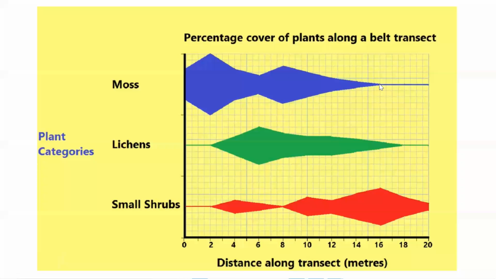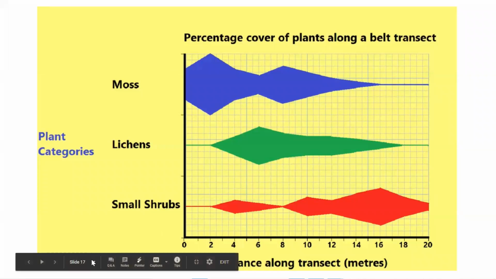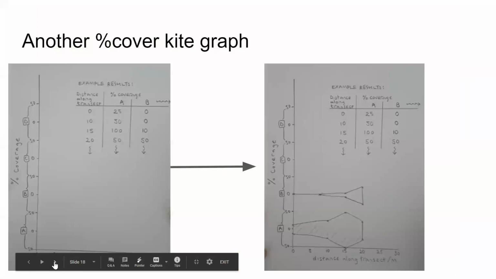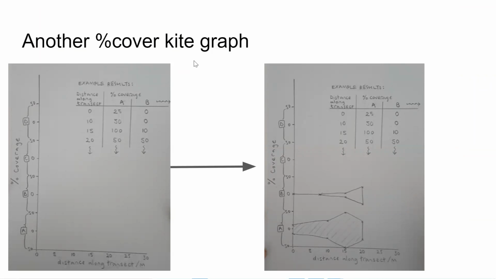So you can also calculate values using your scale, looking at a kite diagram. So a kite diagram actually gives you better information instead of just having a numerical table. When you convert that number into diagrams, analyzing and comparing different species percentage cover becomes more informative. Here is another example of a kite graph of two species A and B percentage cover. I'm just showing you another way in which you can draw the kite graph.